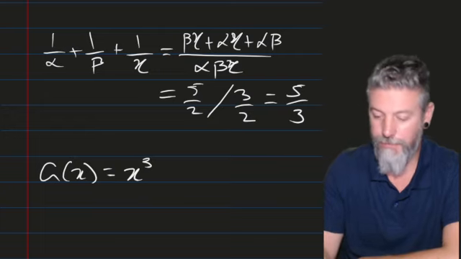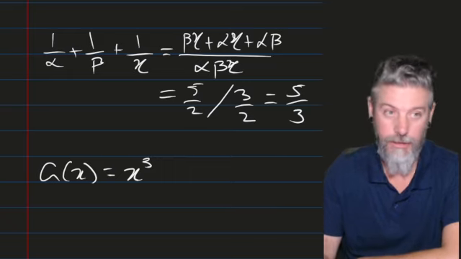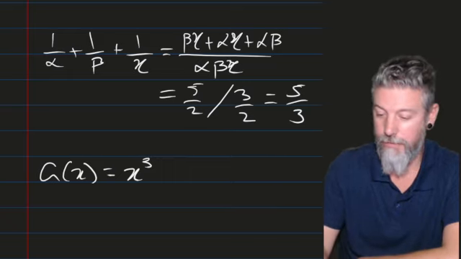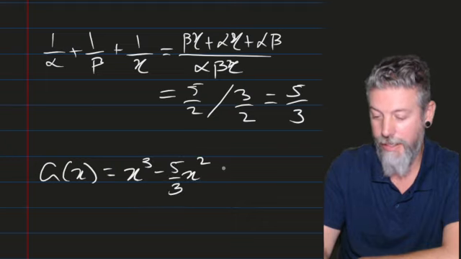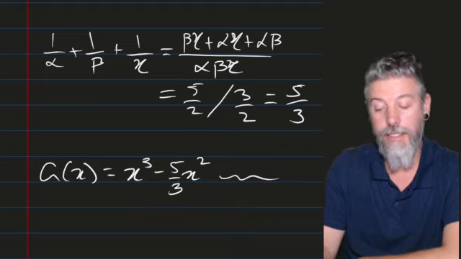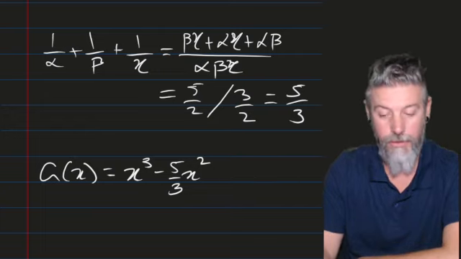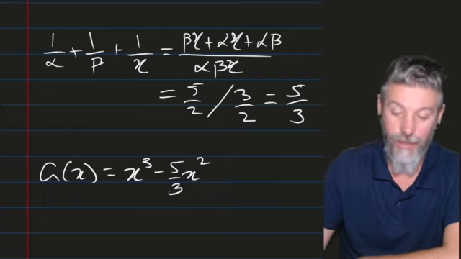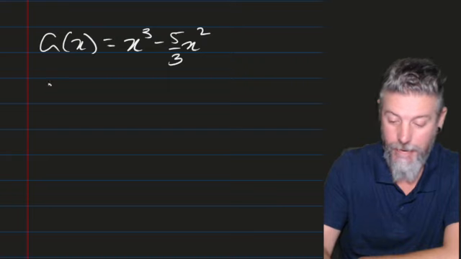But remember, it's negative b on a. So when we bring this one in, this one has to come in as a negative. So negative 5 on 3x squared. And I now just need to go and find these other bits to fill in at the back here. How do I find those other bits? Well, we go and do the other thing, which is a multiple of the pairs.